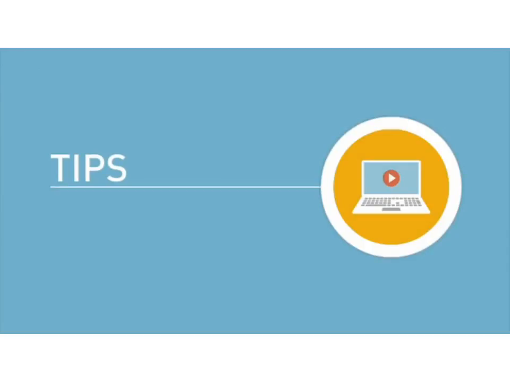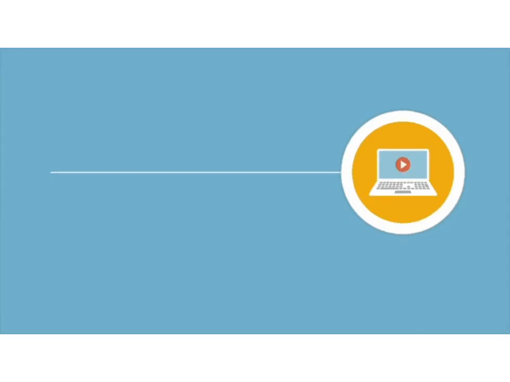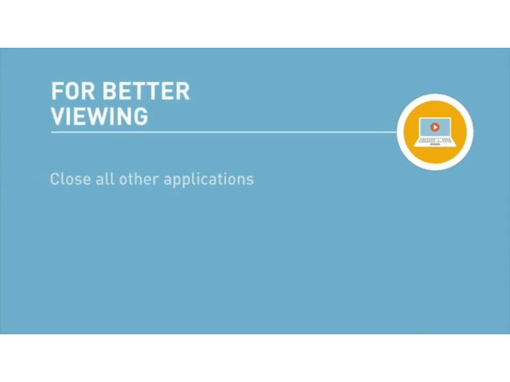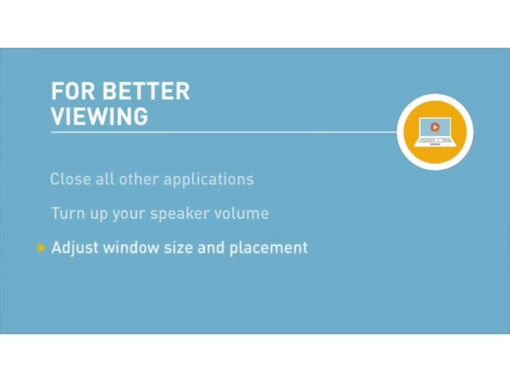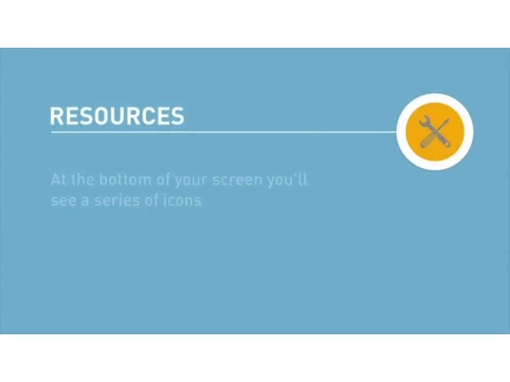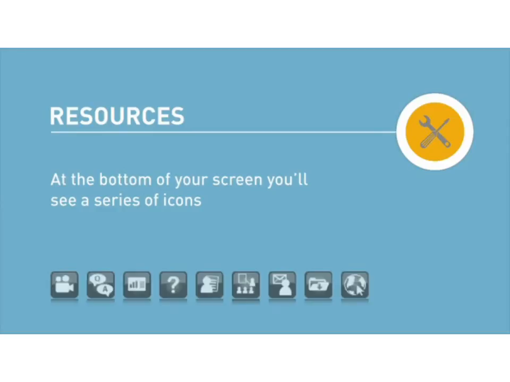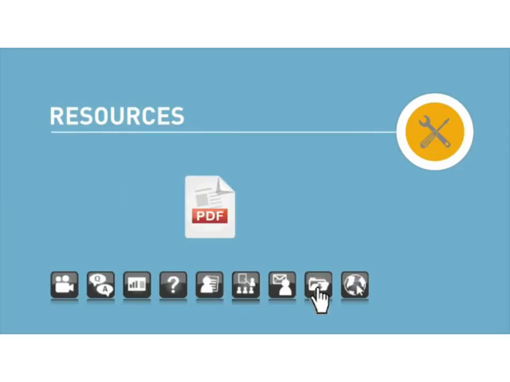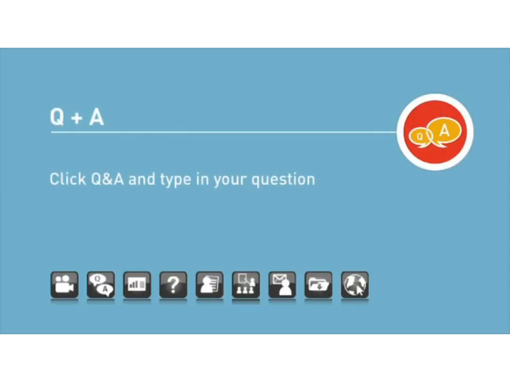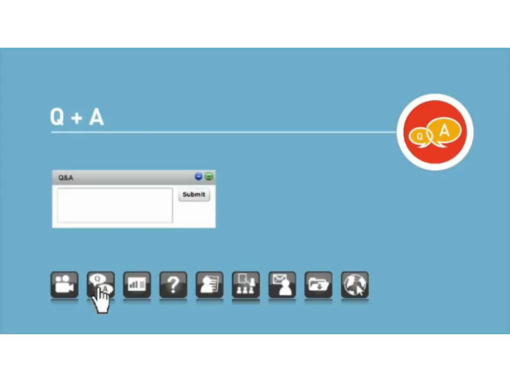You can customize how you both view our presentation and interact with the presenter. For better viewing, close all other applications and turn up your speaker volume. You can also adjust window size and placement. At the bottom of your screen, you'll see a series of icons, each relating to a different aspect of our session. For example, you can click the File folder icon to download the group attendance sheet and a PDF copy of today's slides. You can ask our presenter questions during the webcast by clicking Q&A in the bottom left-hand portion of the icon bar and typing in your question. We'll do our best to answer all questions during the presentation or follow up via email.